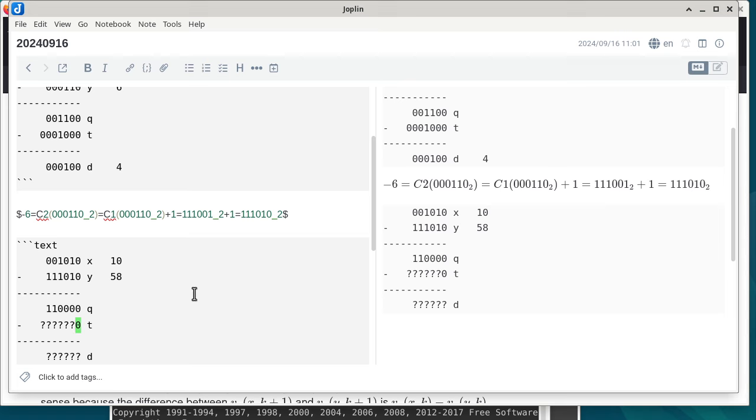110000. And then the T is the kind of difficult one to figure out, because we actually have to work on one bit at a time. 0 minus 0 has a borrow of 0. 0 minus 0 also has a borrow of 0. So we have a 0 here. And then we have the same situation. Another 0, another 0, and another 0. And now we have a 1 and another 1 over here.